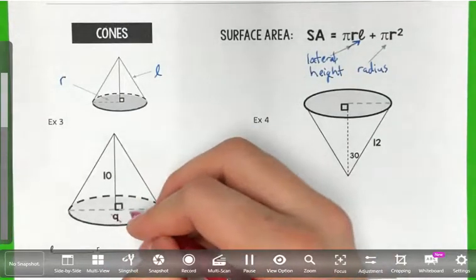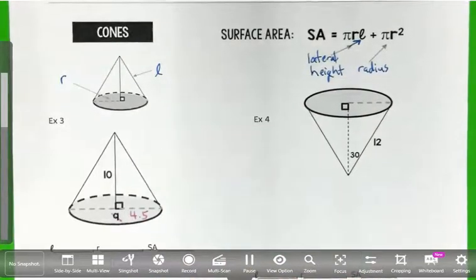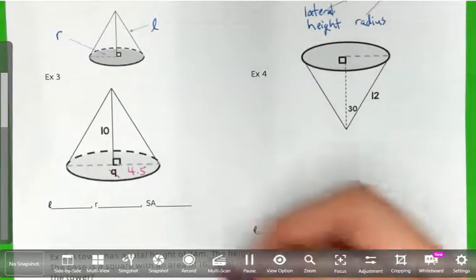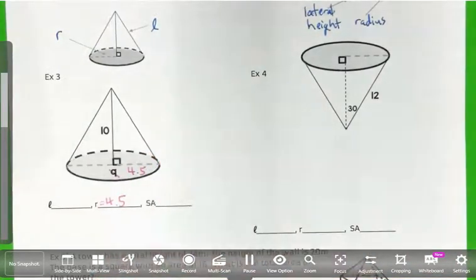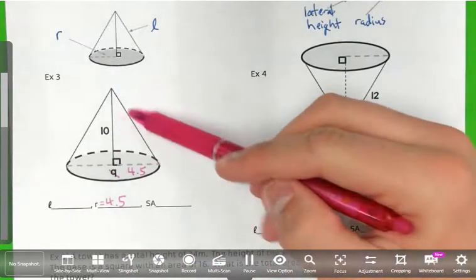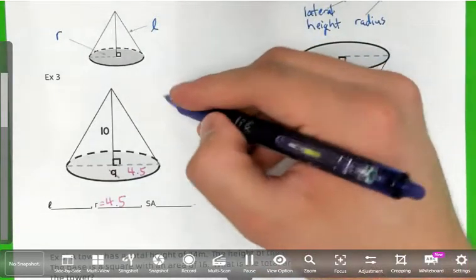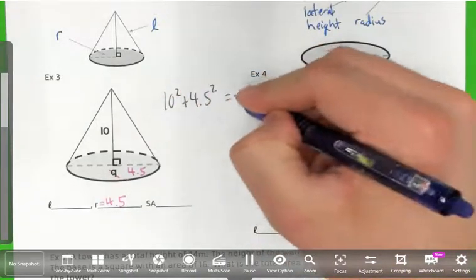So right here with example 3, we have this whole dotted line is 9, so we can cut that in half to find our radius. So our radius would be 4.5. And go ahead and move this down, and we can see that r is 4.5. All right, and then the lateral height from the tip to the part of the circle we do not have. We will have to use Pythagorean theorem to find it. So 10 squared plus 4.5 squared equals c squared.